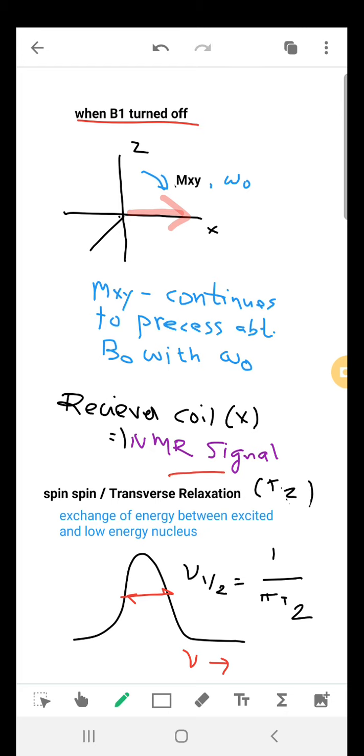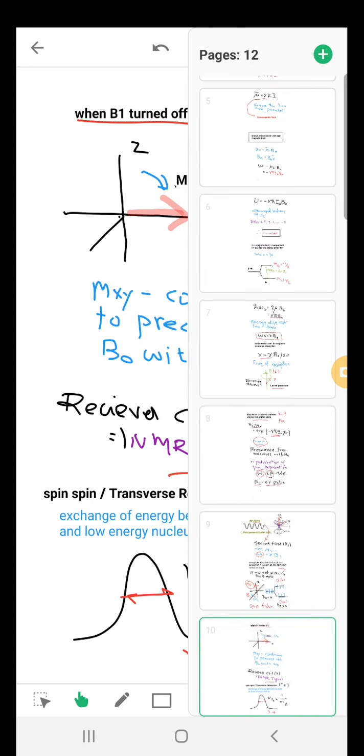Now, in the NMR signal, there is a relaxation time given as T2. It's the full width at half maximum of the frequency versus intensity, and this is the time taken when the spin flip is taking place. So it is the exchange of energy between the excited and the lower energy nucleus, that is, the time taken to flip the spin so that an exchange of energy can take place. This is given as the transverse relaxation time.